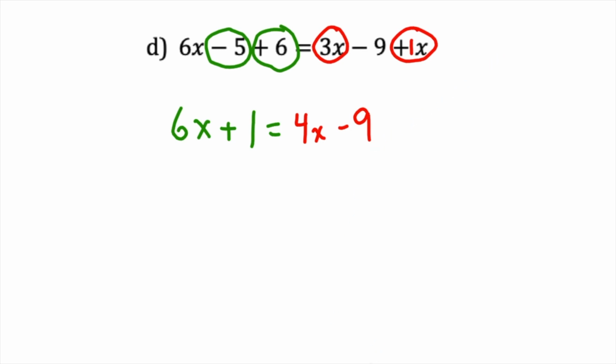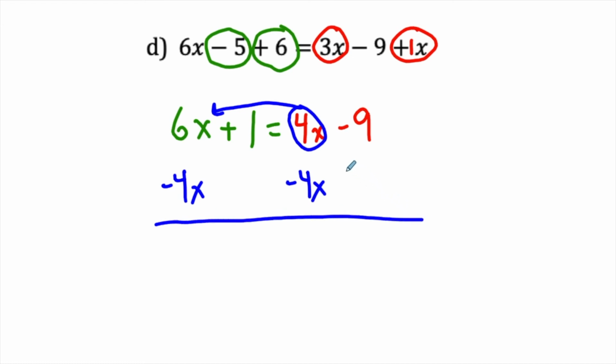Now I will move my variable first. And again, I want to move this entire term over here with the 6x. I don't want to separate the 4 from the x. I want to move the whole thing. This is a positive 4x, so I subtract. So subtract 4x from both sides.